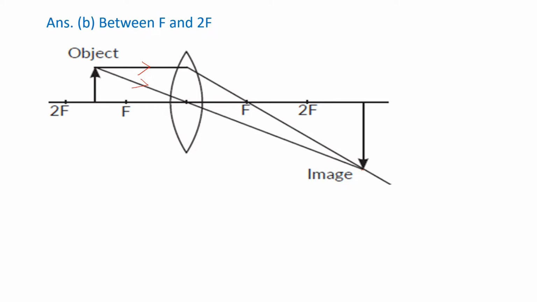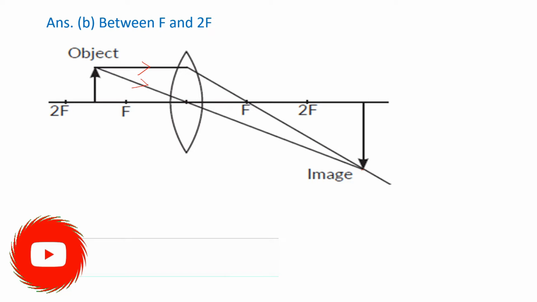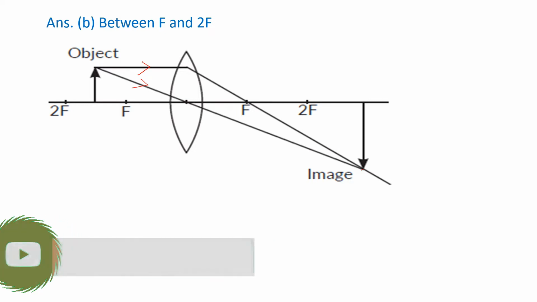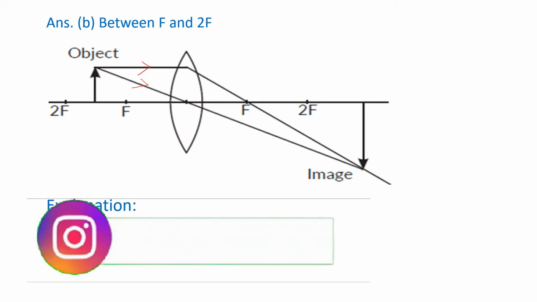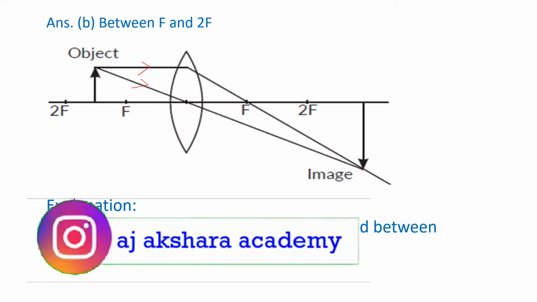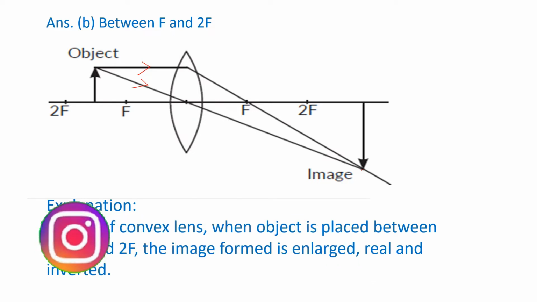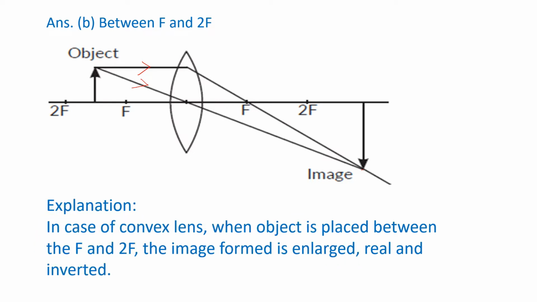When the object is placed between 2f and f, the image is formed beyond 2f. Okay. So, the second option is correct. The object position is between f and 2f. Okay. In the case of convex lens, when the object is placed between f and 2f, the image is formed enlarged, real and inverted. Okay. This is the explanation of this question.